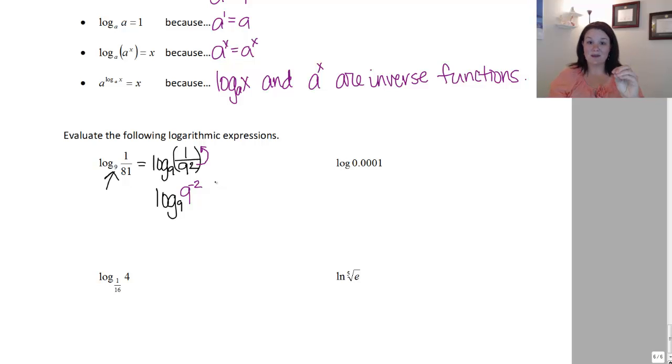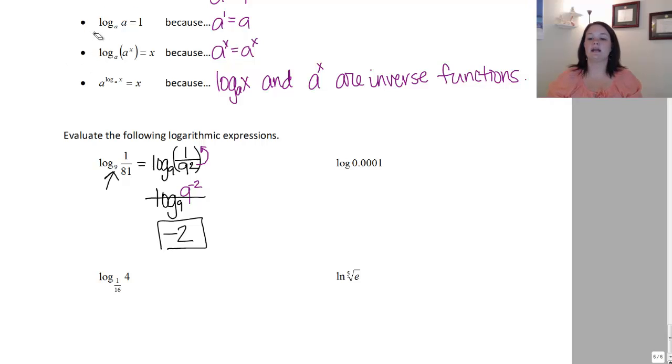But the good thing about that is now my log base and my inside number base match. They're both 9s. So using my rule up here, this third bullet, log base a of a to the x, I can cancel those and I'm left with whatever's in the exponent. So these will cancel and this whole thing just equals negative 2. Okay. Let's look at another one to the right here.